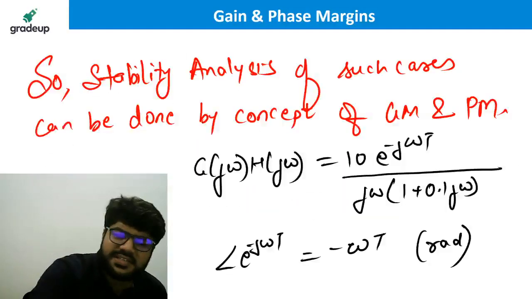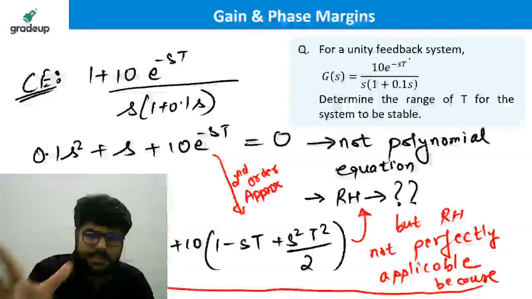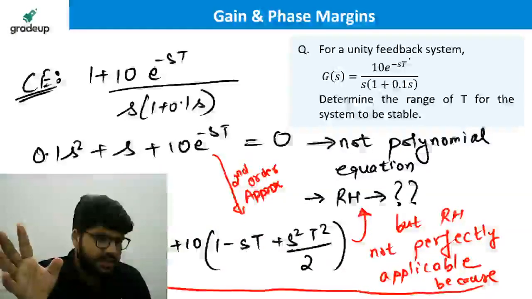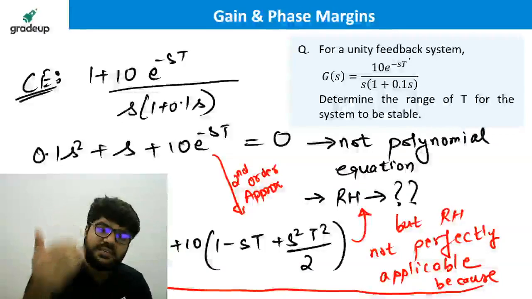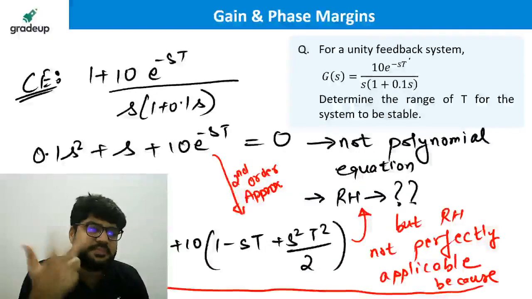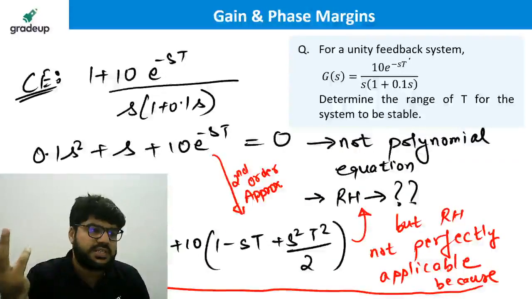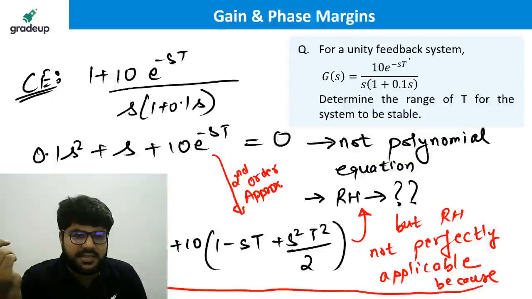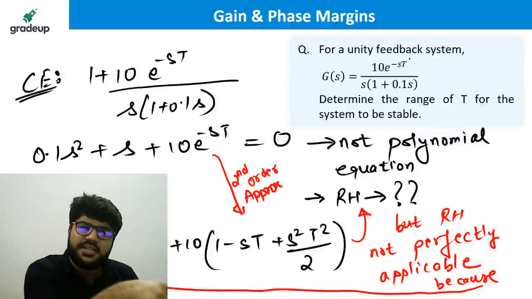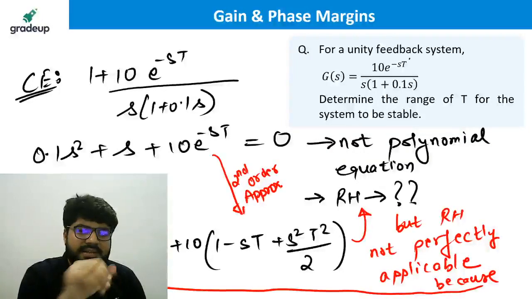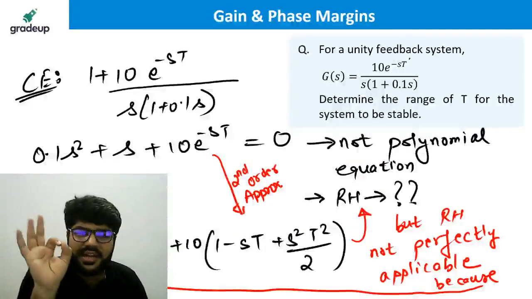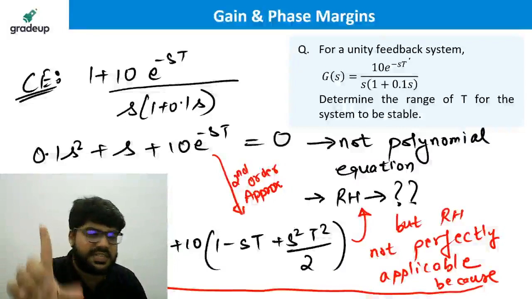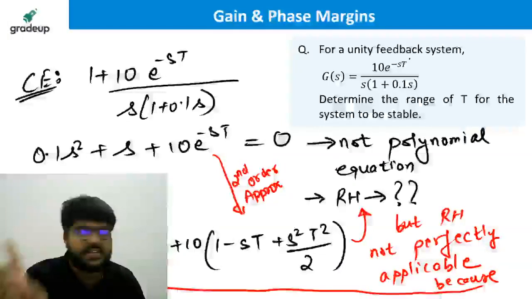Maybe Routh-Hurwitz is applicable, but approximately, it does not give the perfect answer. Why? Because the exponential is not a polynomial function. You are approximating the exponential by a polynomial function using Taylor's series. How many terms to consider for Taylor? That we can't say. I took only second order because the starting term was second order, to keep it as a second order system. But actually, it's not perfectly applicable. The actual analysis using the exponential term for stability is done using the concept of phase margin.